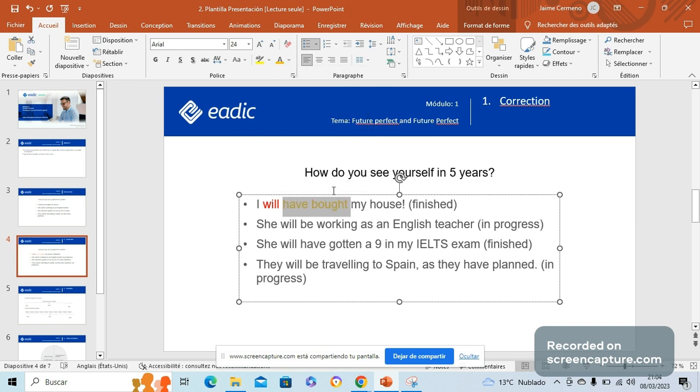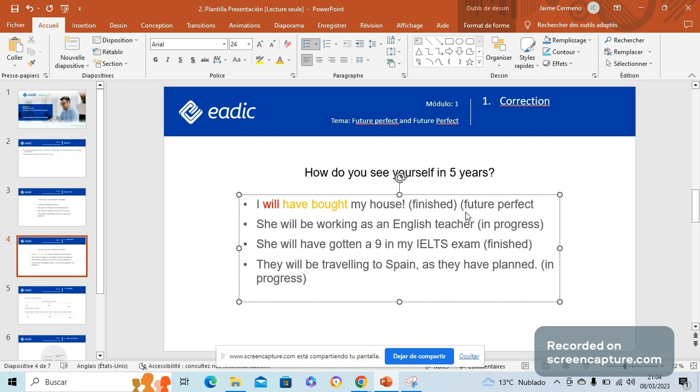So in this case, what is the idea of this sentence? The idea is that, for example, today is 2023, so in 5 years it is 2028. At any time in these 5 years, we will have done this activity. What is the activity? To buy the house. So it's finished. In that case, we use what we call future perfect.